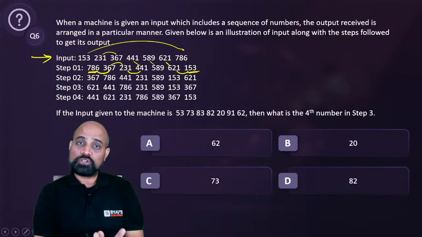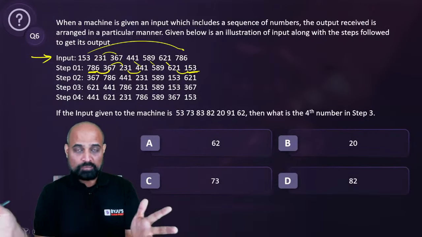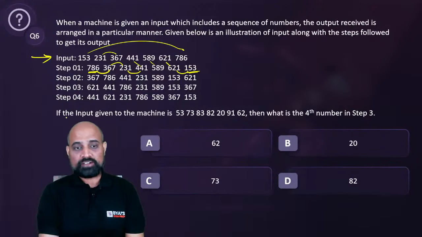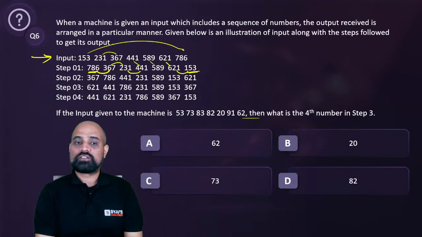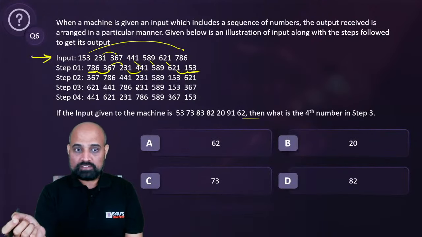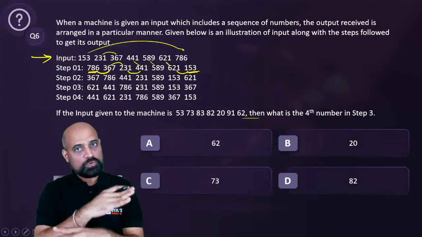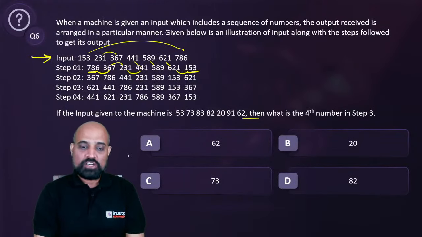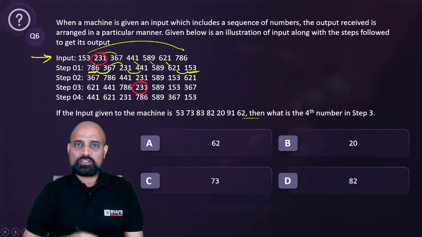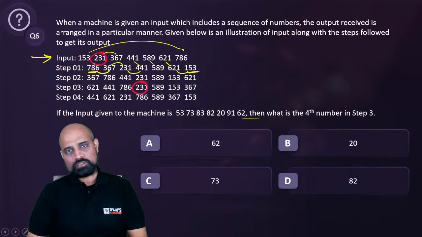So straight away now go to the question, because for every number we will have to see where they are changing, right? So if the input given to the machine is this, then what is the fourth number in step 3? So as simple as this, because it's not about sorting, है ना? पहला और last वाला change है, second and second last वाला change है. So can I say here that fourth number in step 3 is going to be the second number जो हमारा input में था? Think about this. Or do I have to follow all these steps and follow the process?